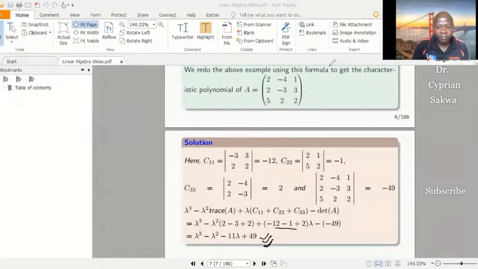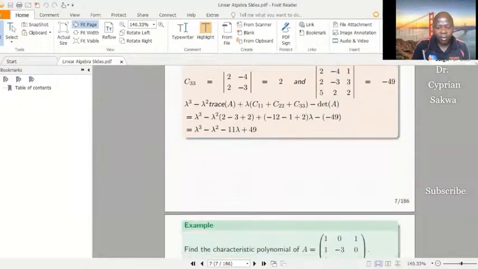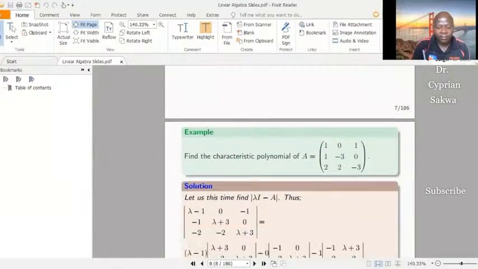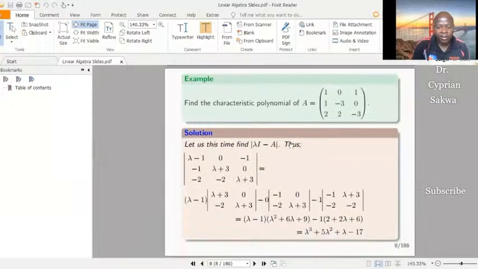I think you are now familiar with how to get the characteristic polynomial, and you have those two methods. They're very easy, but let me look at another example to make it very clear. The example says, find the characteristic polynomial. Now I want to use the other method. I said you can have lambda I minus A, so that is the one I want to use this time, because we've been using A minus lambda I. But I want to interchange and see that we get the same thing.